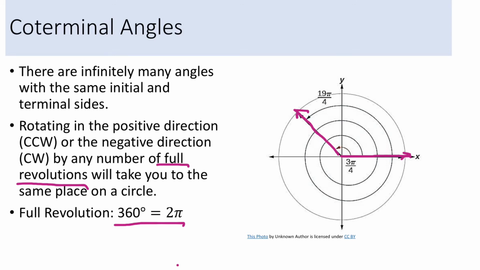So those are all going to wind you up in the same place, but the size of your angle is going to be different depending on how many revolutions you go, and your negative or positive could be different depending on the direction of rotation. So these are all called coterminal angles. That means they end on the same terminal side, but you've got different measures.